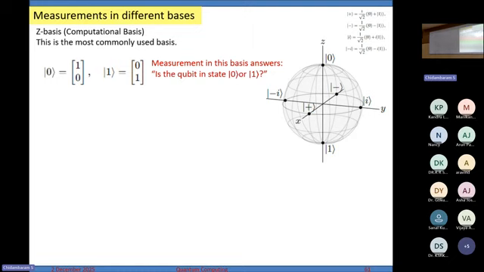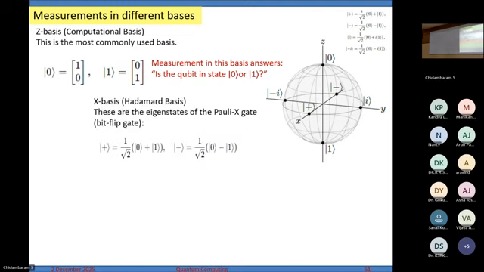What do you mean by measuring this particular qubit in this particular Z basis? When I am measuring, I am asking whether the qubit is in the state 0 or whether the qubit is in the state 1. That is what measuring the qubit state is.